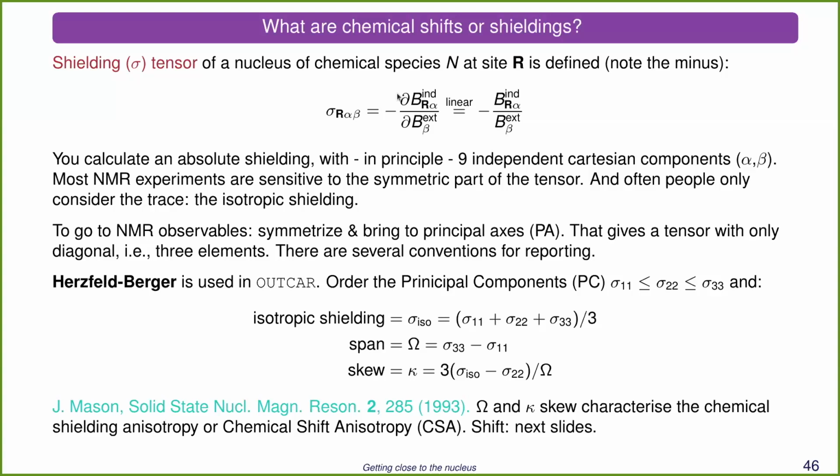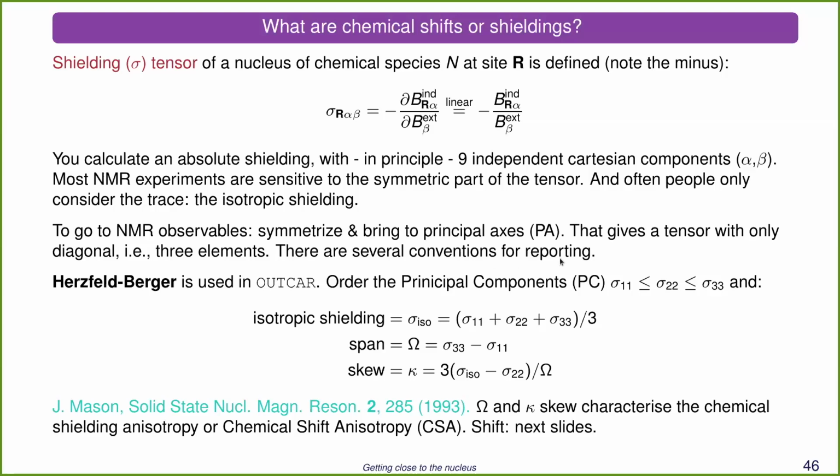This is like a 3x3 matrix, essentially. Then it symmetrizes the matrix. So xy becomes yx, xz becomes zx. And after that, you bring it to principal axes, because you have a symmetric matrix. You can always diagonalize that. So after that coordinate transformation, you essentially only have 3 non-zero elements on the diagonal.